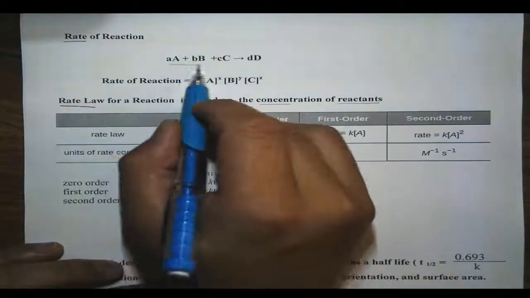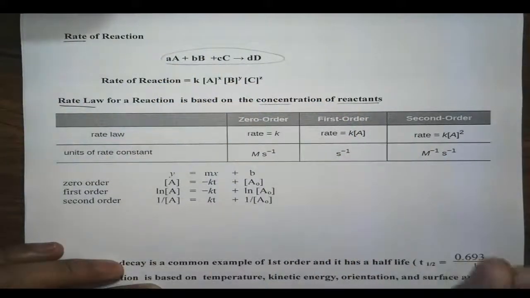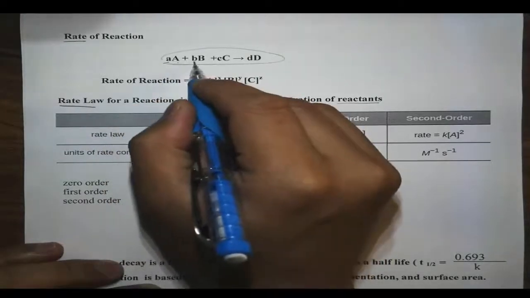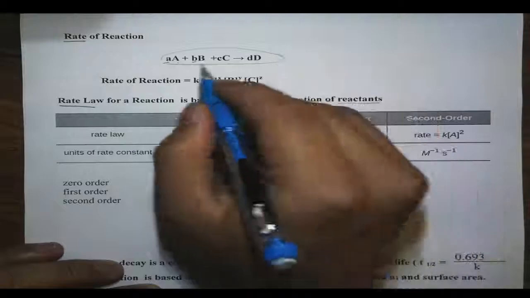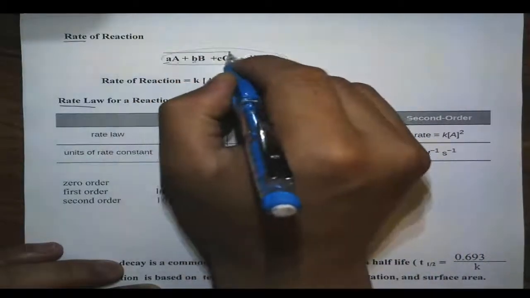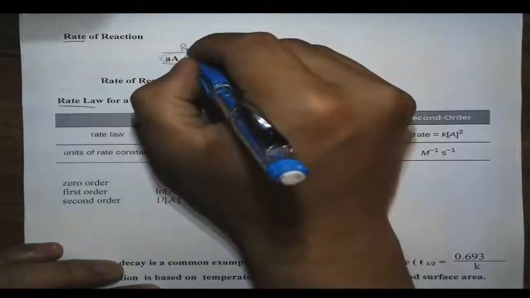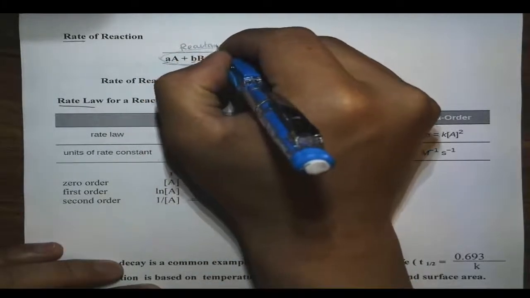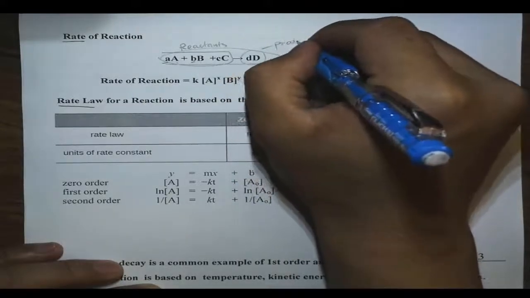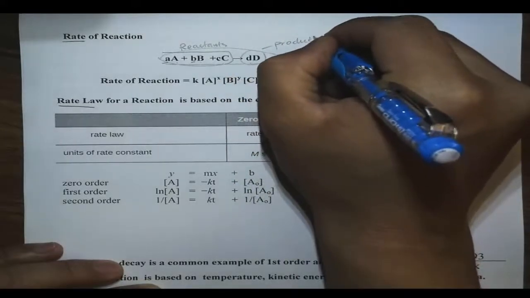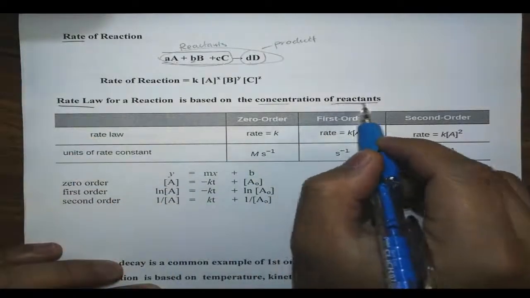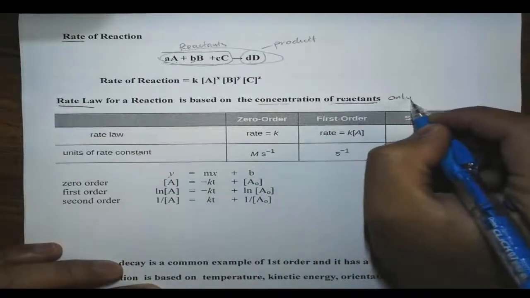Here we have the general equation of a chemical reaction. Of course, we have the coefficient and then the chemical, coefficient, then the chemical. And we have A plus B plus C equal to D. And these are reactants, where these reactants combine together to make the product. But in terms of the rate law, it's talking about the reactants only.